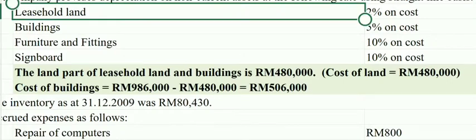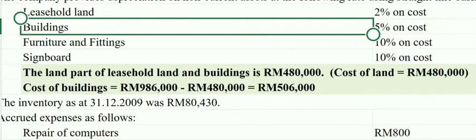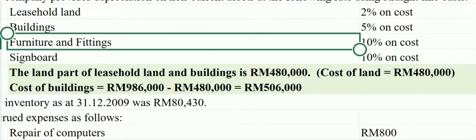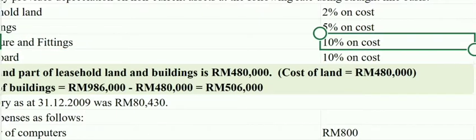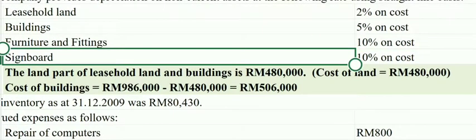We have leasehold land, 2%, buildings, 5%, furniture and fittings. Do you know what are fittings? Fittings are also like furniture, but fittings would be on the floor or on the wall or on the ceiling. Something like air conditioner, the aircon or the fans, those things that you have to install onto the wall or onto the ceiling, those are fittings. 10% on cost. Signboard, also 10% on cost.